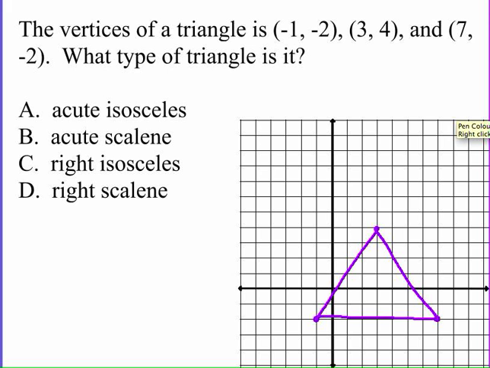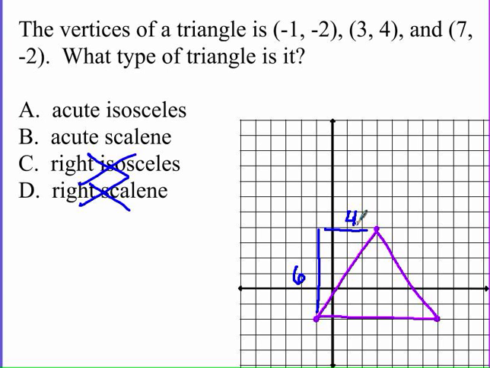So first of all, in looking at it, is it a right? No. No, so you can throw that out. So now you have acute isosceles or acute scalene. So this is the easy way to figure out if it's isosceles or not. Count your vertical, and what do you get here? 6. Count your horizontal, what do you get? 4. I'm going to do the same thing over here.